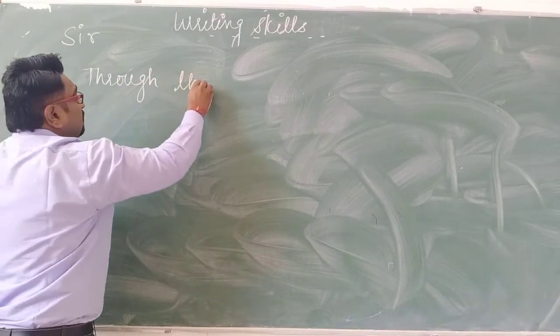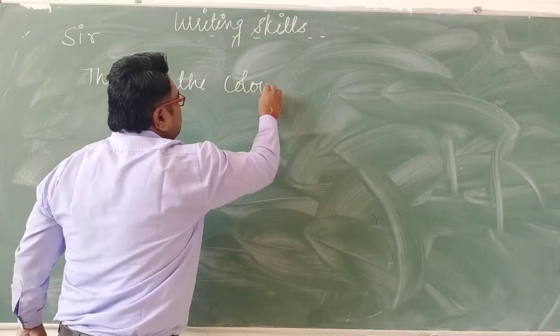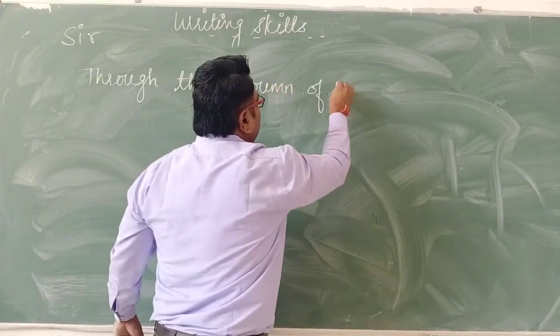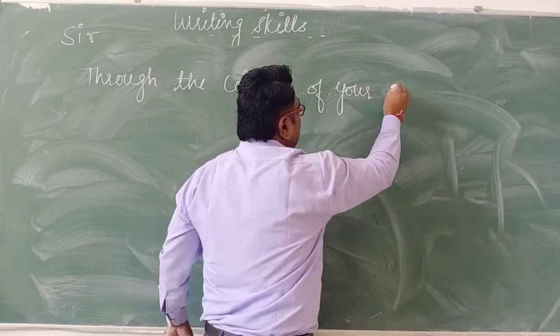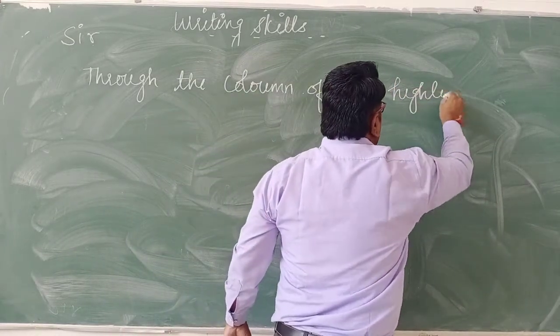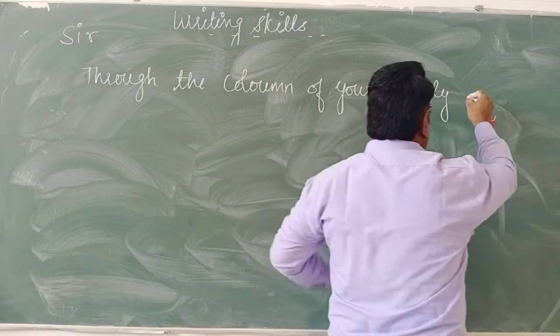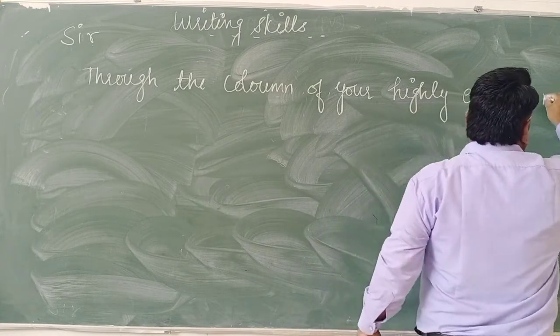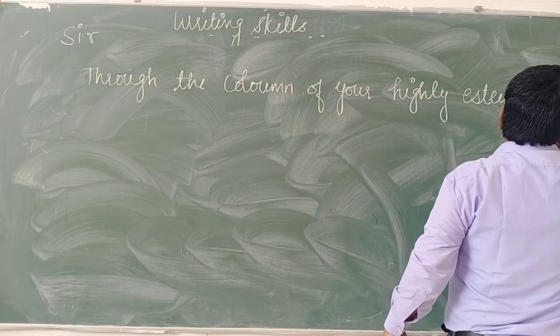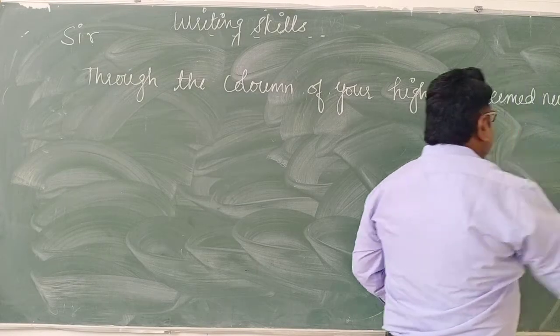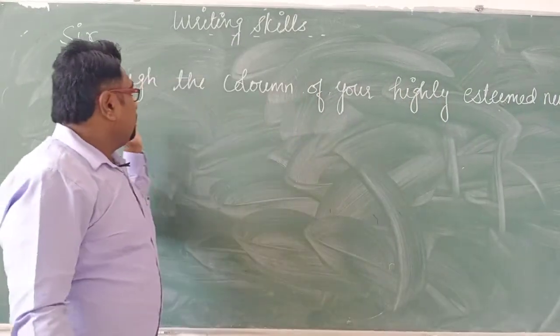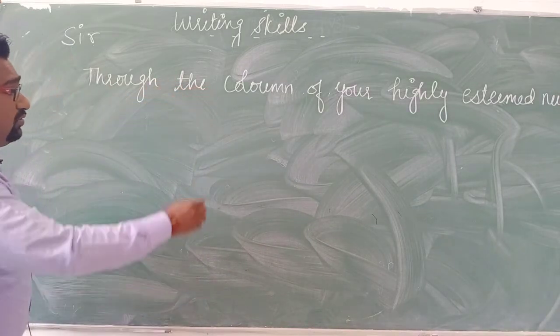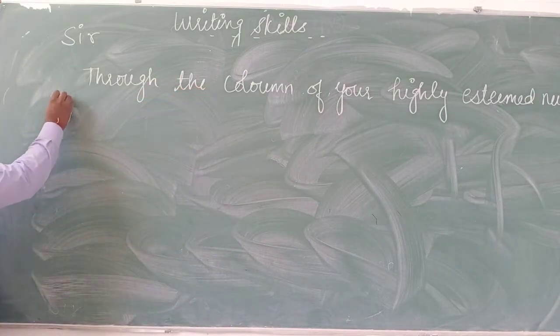Through the column of your highly esteemed newspaper. Highly esteemed means National Daily. Clear? Through the column of your highly esteemed newspaper, comma, then start from here in beginning.